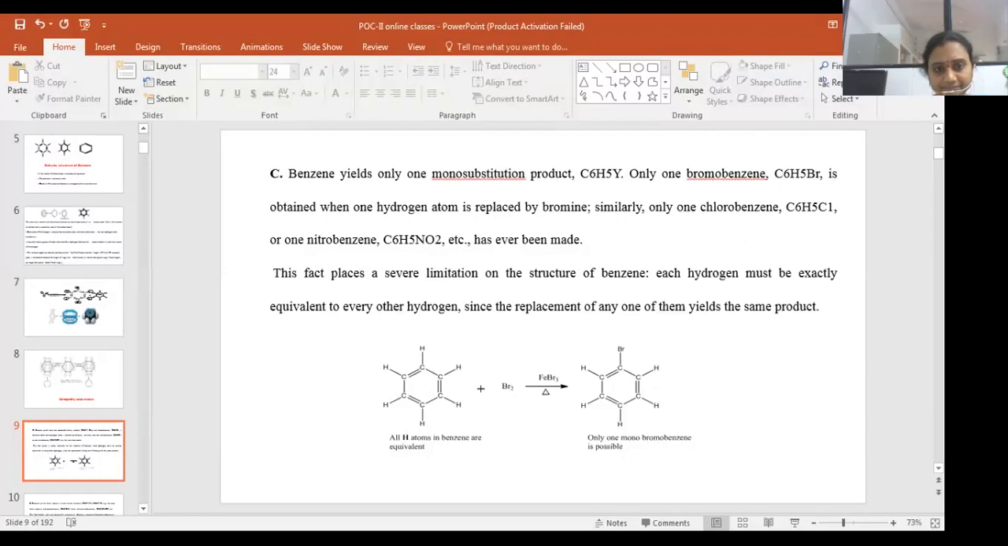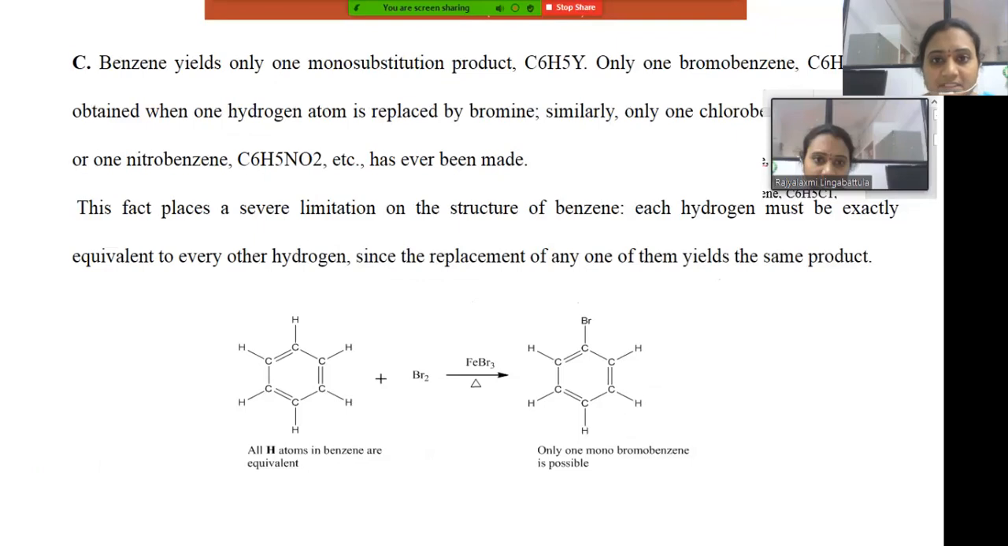See here, benzene yields one monosubstitution product. So only one bromobenzene is obtained when one hydrogen atom is replaced by bromine, because all hydrogen atoms in benzene are equivalent. In the presence of PBr3, only one monobromobenzene is possible.